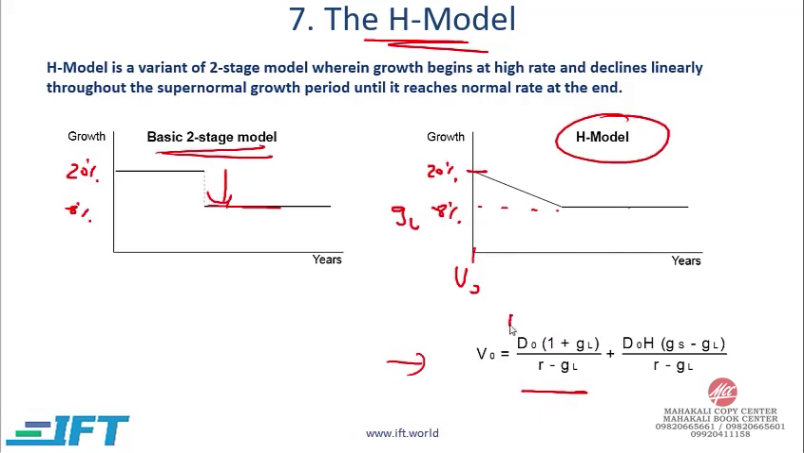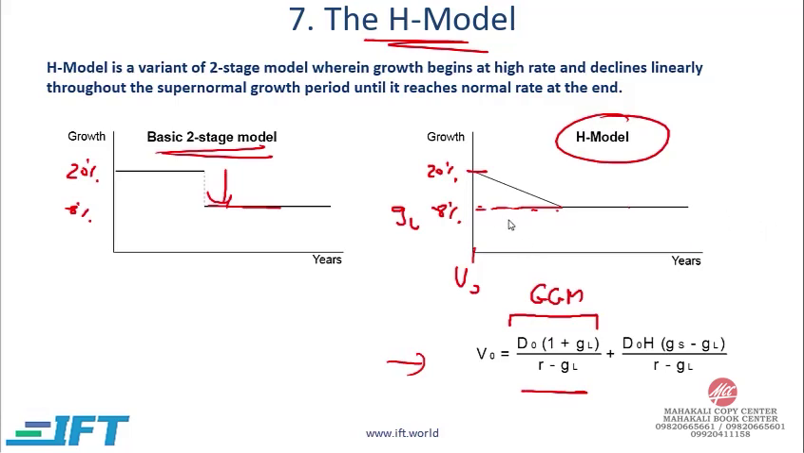So does this look familiar? This is nothing but the Gordon growth model. And this is saying that one major component of the value at time 0 is the value assuming that we grow at 8% forever, starting now.